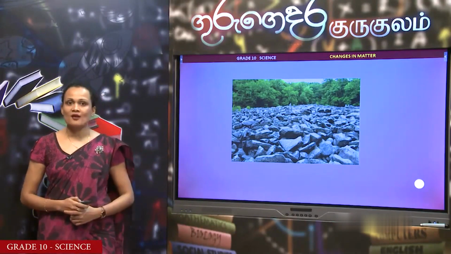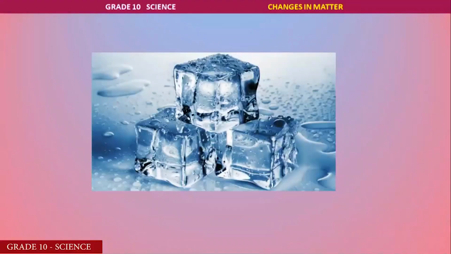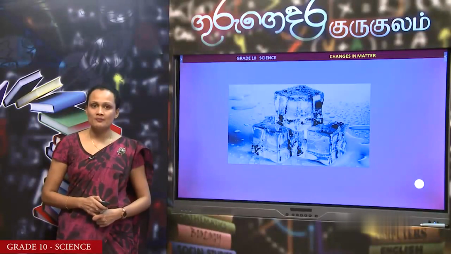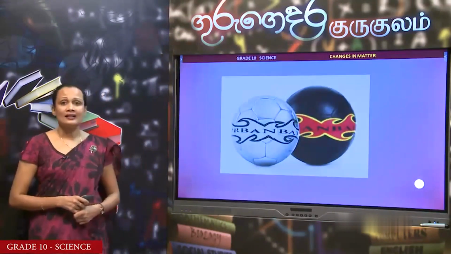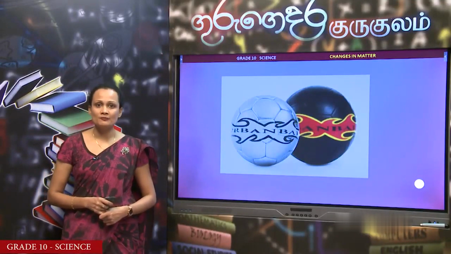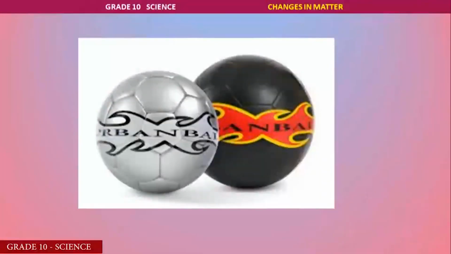Let's see another example of solid matter. Another example is ice cubes. Ice cubes also have mass and occupy space. That's why we take ice cubes as solid matter. Then we will move to another example. Think about the balls that we use for playing. Balls are also solid matter. They also have mass and occupy space. Let's see another example.